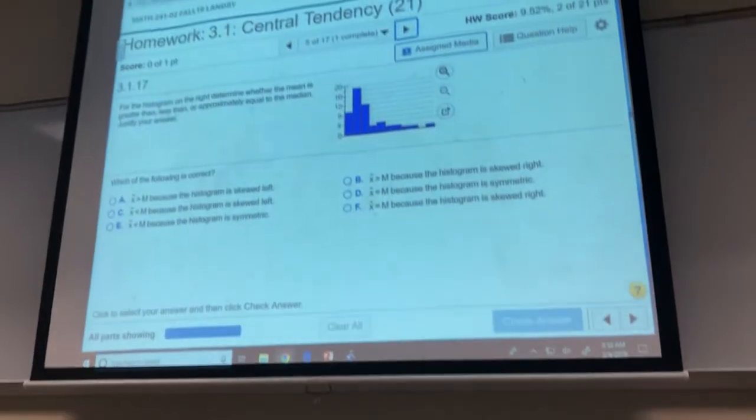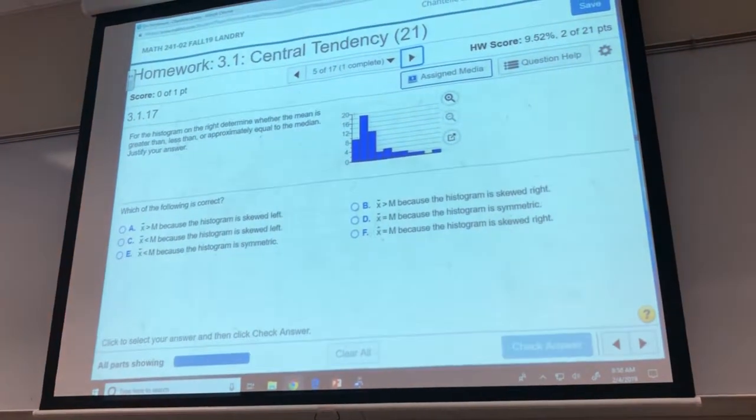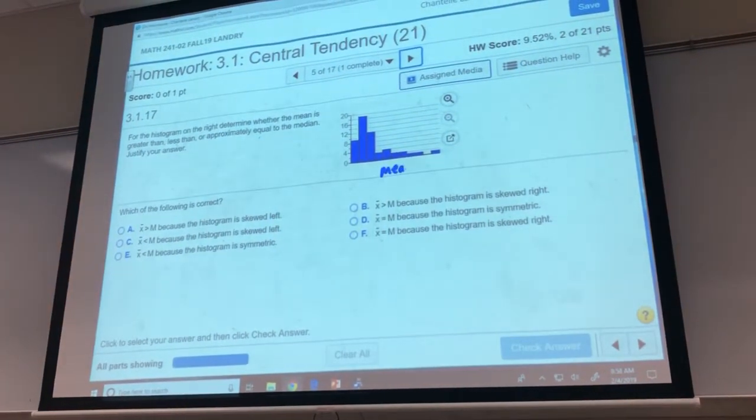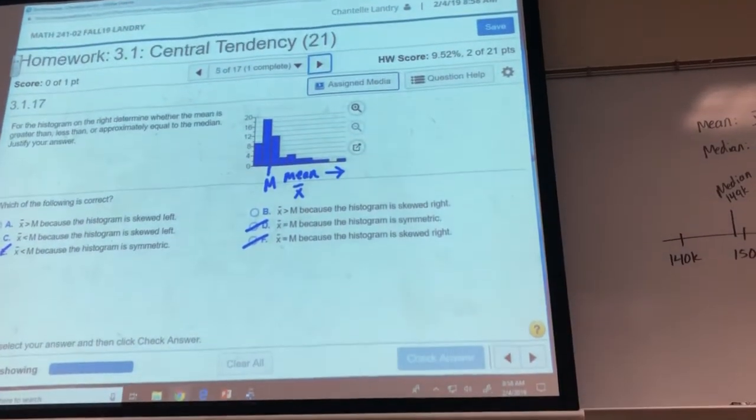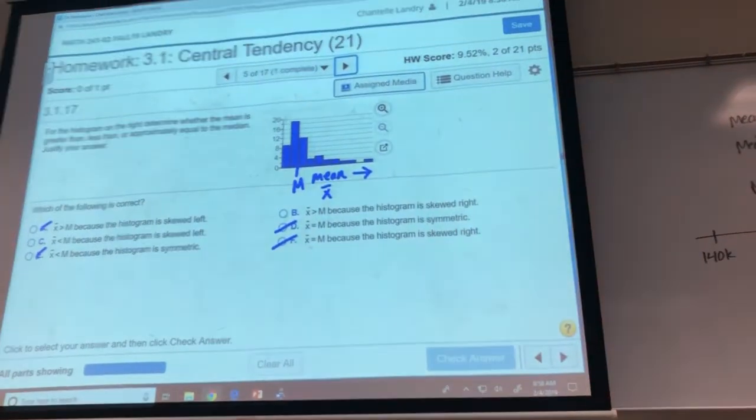So the mean, here we go. Mean is going to be pulled to the right, and that's x bar, remember. So x bar is going to be larger than your median. If your median is going to stay right here, and your mean is going to go that way, x bar is going to be greater than. It's not going to be equal to, so that's not it, because it's not symmetric either, so I'll cross that one off. It's skewed right.